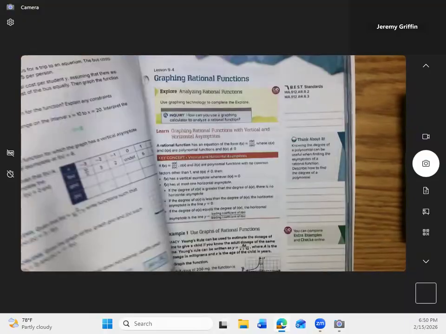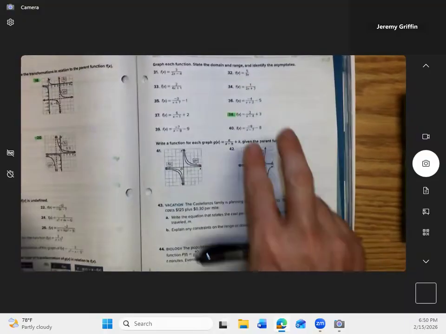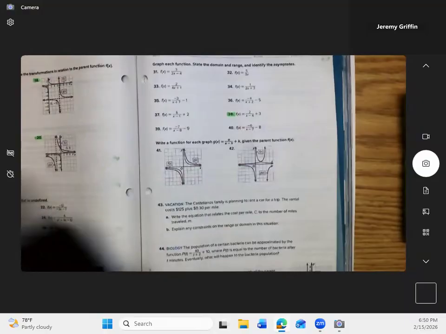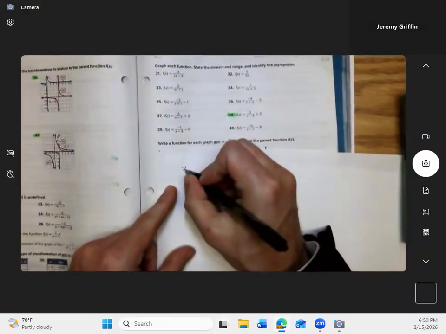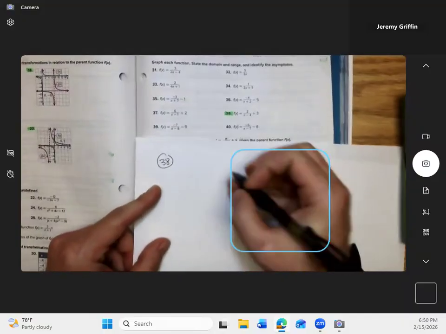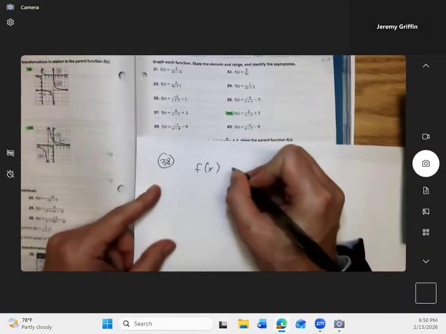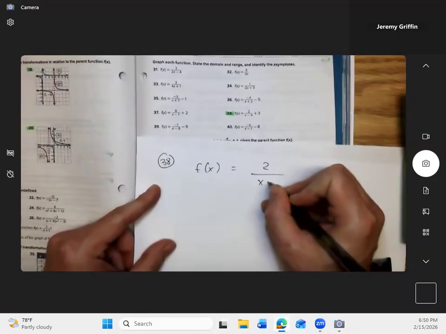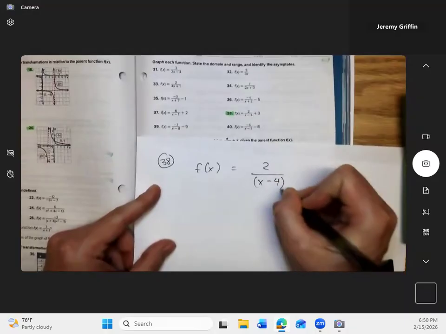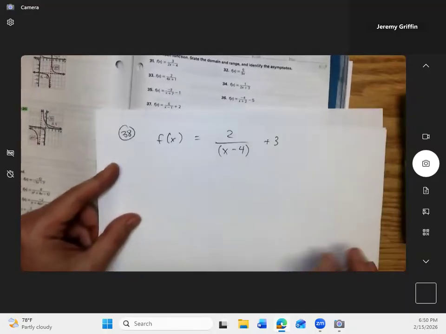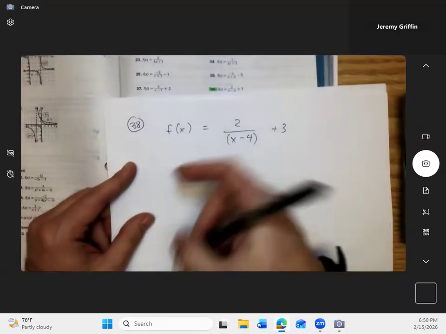All right, and let's do a couple more here. Number 38. We've got f of x equals 2 over x minus 4, and then the whole thing plus 3. All right, so what do they want?